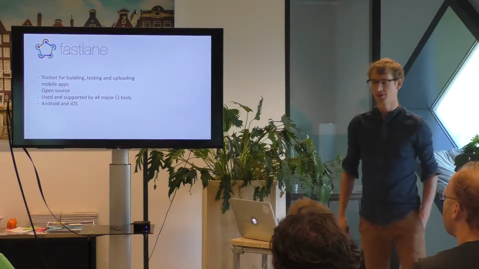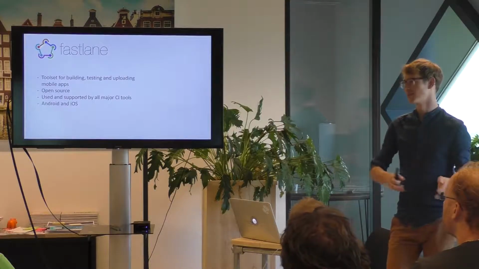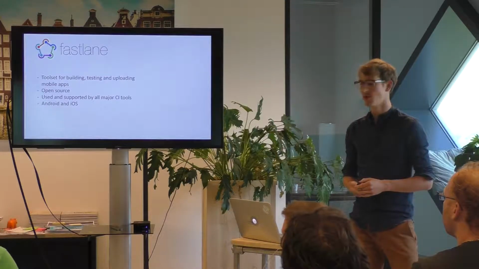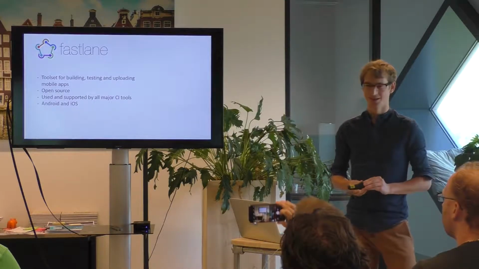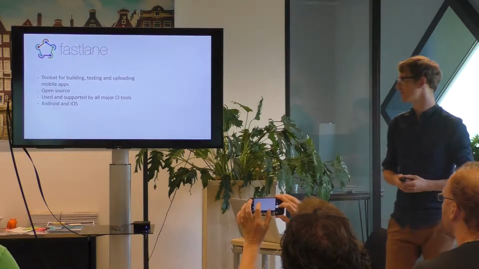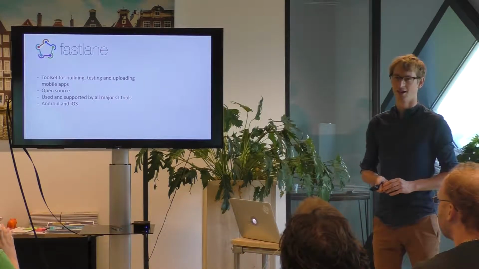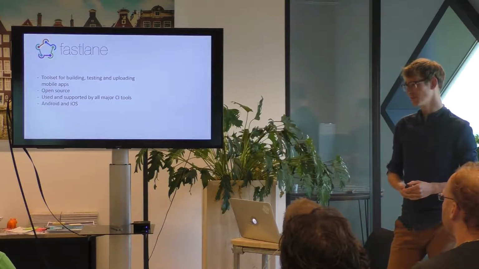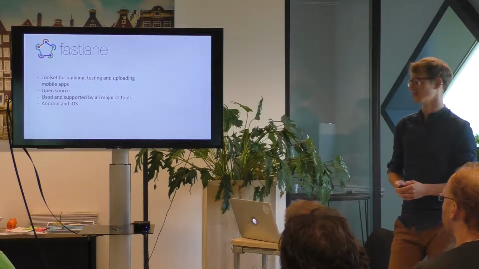Fastlane is a toolset for building and testing. It's just the whole process from building to delivery, and they all support that. It's open source. It's acquired by Google. It's used in Fabric, as already told, and also supported by major CI tools. It's like a family of different tools which all support a specific part of the building process.